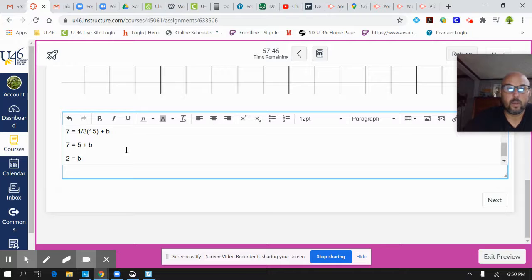So now what do we have? We know the slope is 1/3. We know the y-intercept is b. So I get to just write my final answer, 1/3 x plus 2, full credit. Correct answer plus work that supports the answer.